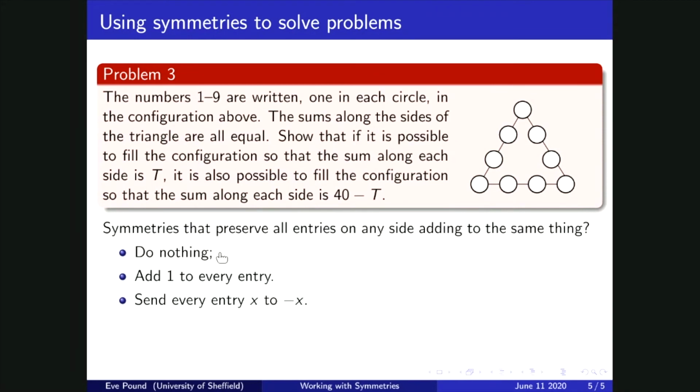So we're going to have a quick poll on these. So the symmetry do nothing, remember, the things that we want to do are change the total from t to 40 minus t, we want to preserve the numbers 1 through 9, and we want to also make sure the sums of the sides are the same. For the symmetry do nothing, which of those things do you think we managed to do? There's going to be a poll. I'm going to give you a minute to respond to that, and then we'll go through which of those things it manages to do.